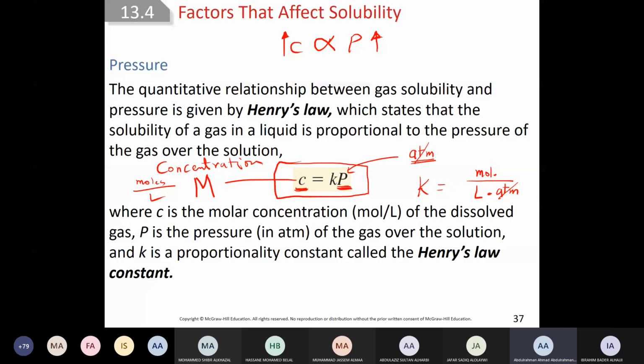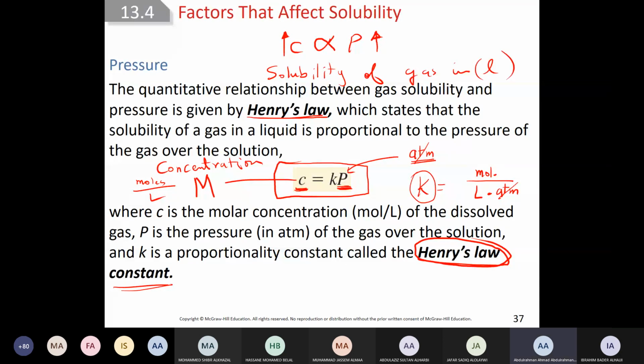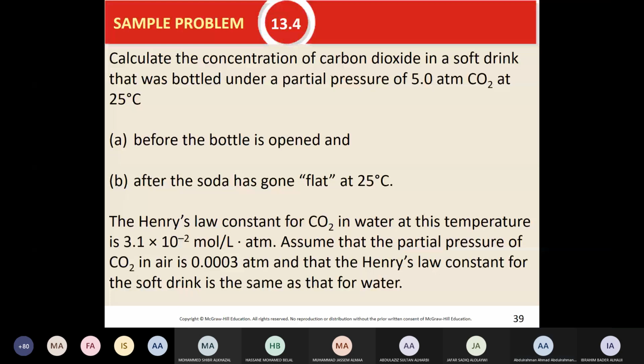And this is known as Henry's law. I want you to memorize the name Henry's law, and this is called Henry's constant. And what does Henry's law deal with? Solubility of what in what? Gas in liquid, in water or anything else. This is known as Henry's law. All right? Very good.